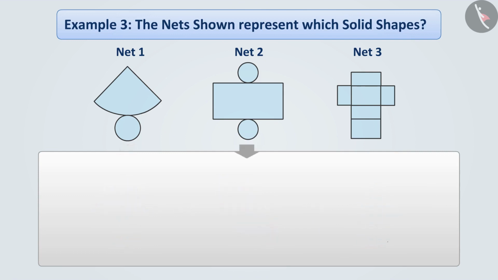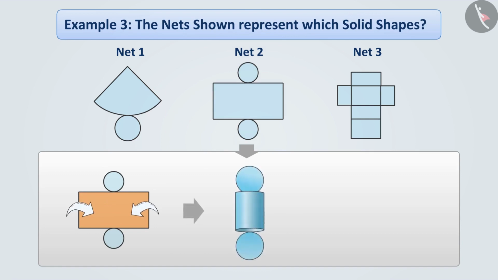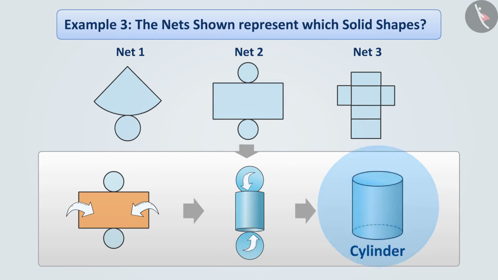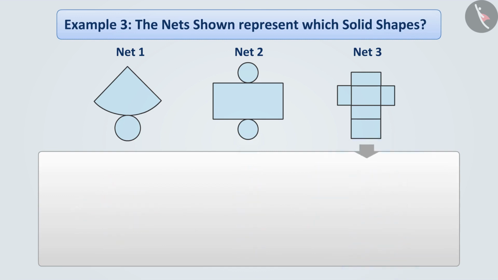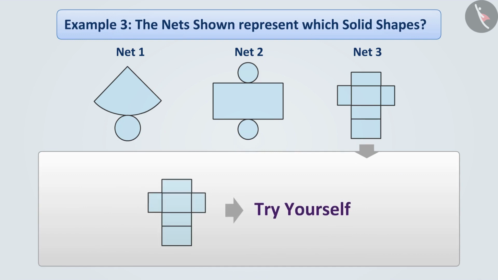Let's talk about another shape. We will fold the rectangle in a circular form towards the width and cover the open parts with circular shaped plates. From this, we will get a cylinder. Now, you yourself find out which three-dimensional shape will be obtained from the net shown in the third figure.